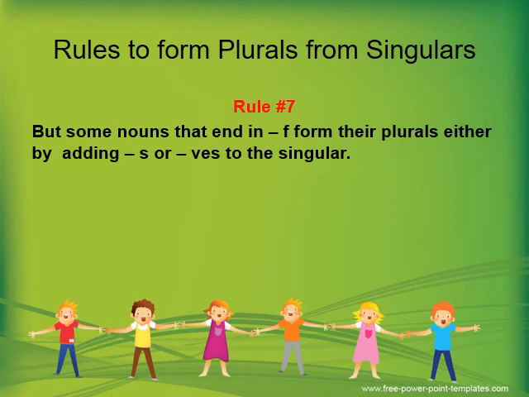Now let's see what is rule number 7. Some nouns that end in F form their plurals either by adding S or VES to the singular. See the examples.